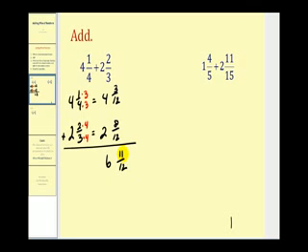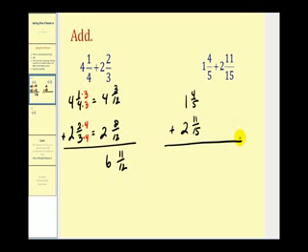Now unfortunately, many of the problems don't turn out this nice, so let's go and take a look at another example. Again, we'll start by writing this in vertical form. So we have 1 4/5 plus 2 11/15. So the first thing we should notice is we do not have a common denominator, but we could convert this to 15ths by multiplying both the top and bottom by 3, and then we would have a common denominator. So we'll start by doing that.